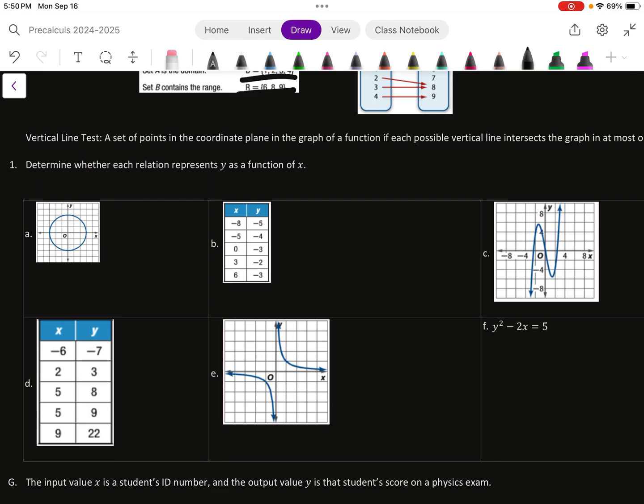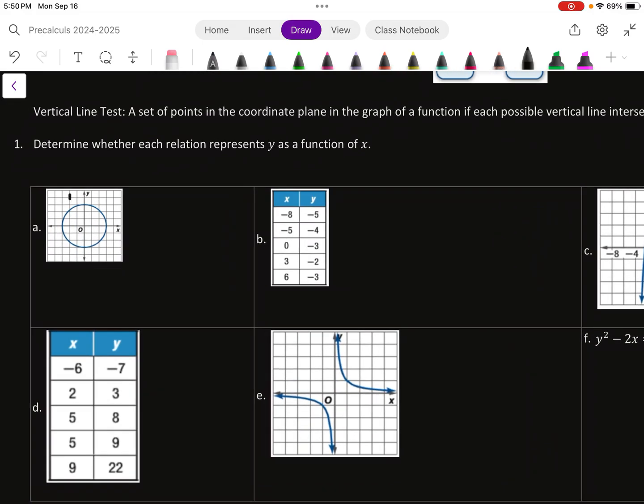So A, pretty simple example. It's a circle. It's definitely not a function because it doesn't pass the vertical line test. So we'll just say not a function.